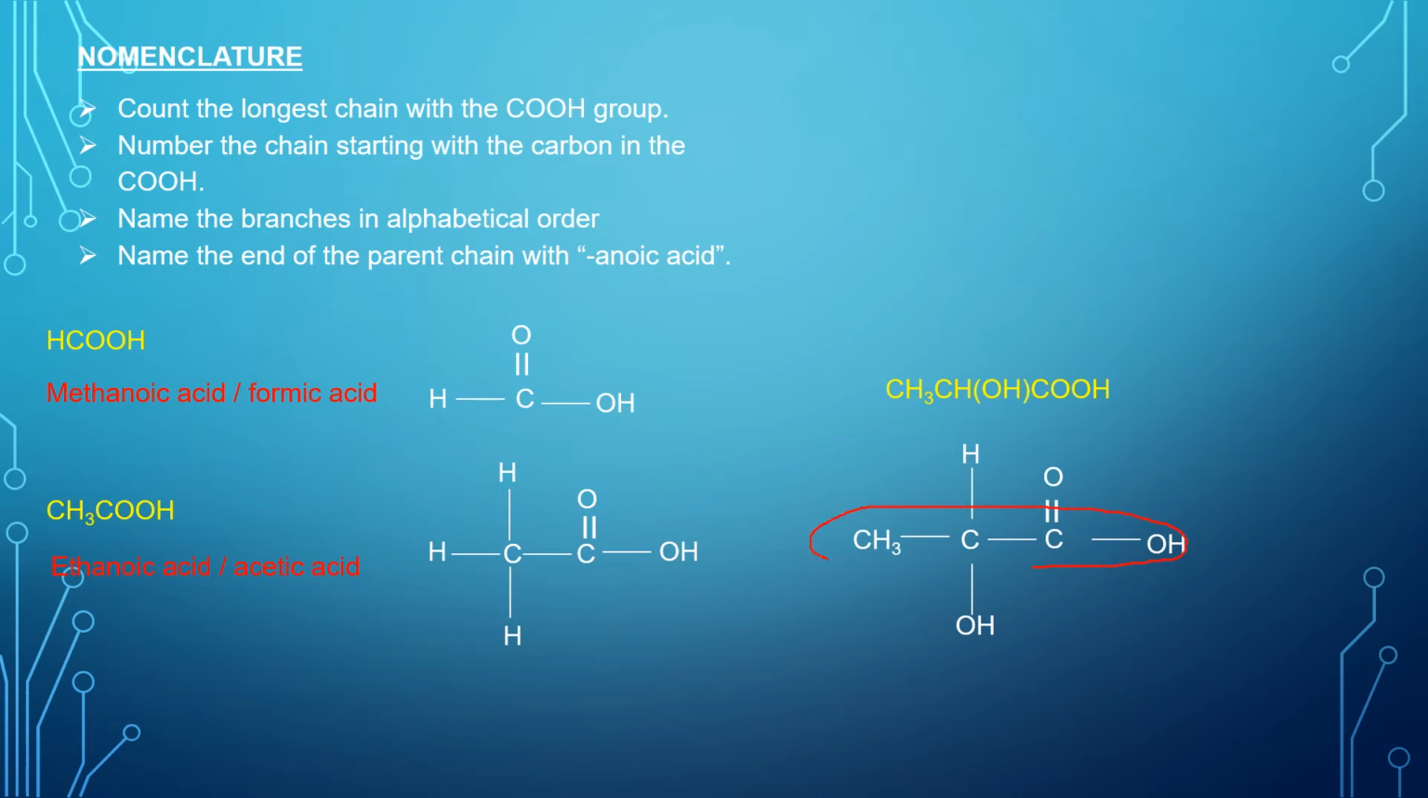3 carbon atoms, propanoic acid. OH is a branch, so it is hydroxyl. Position of the OH, so that's carbon number 1, this is carbon number 2, and that's carbon 3. OH is on carbon 2, so the name is 2-hydroxyl propanoic acid, commonly known as lactic acid, that is found in sour milk.